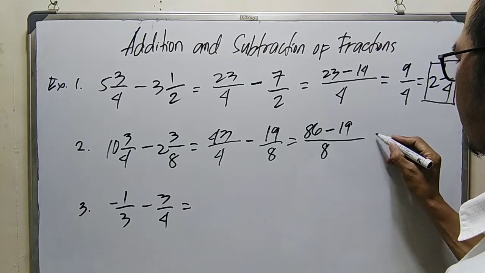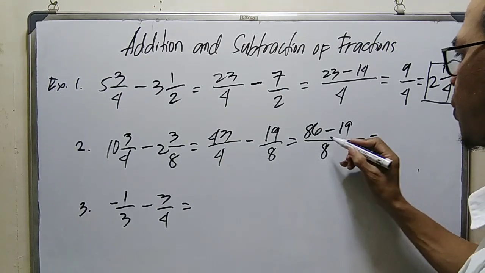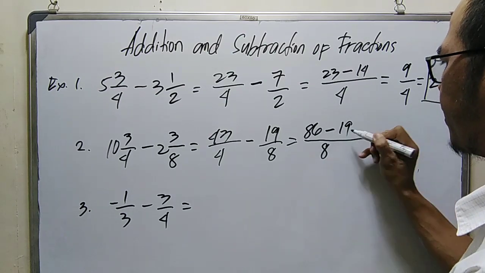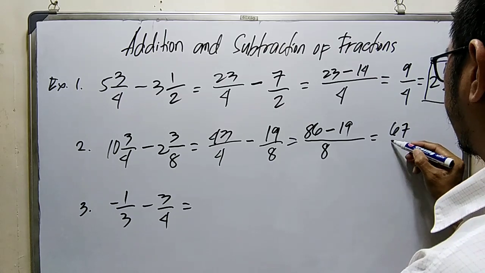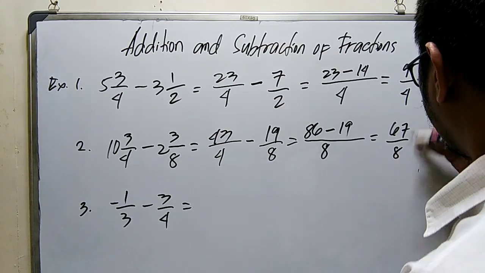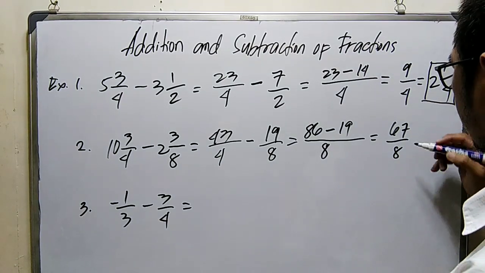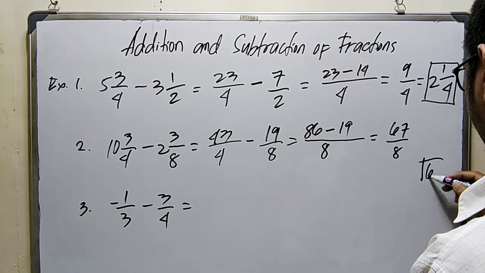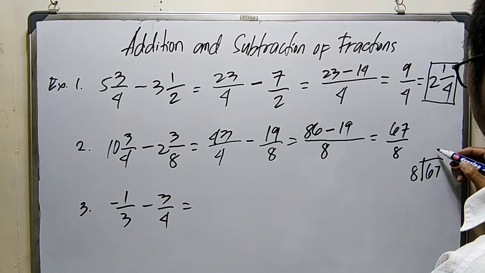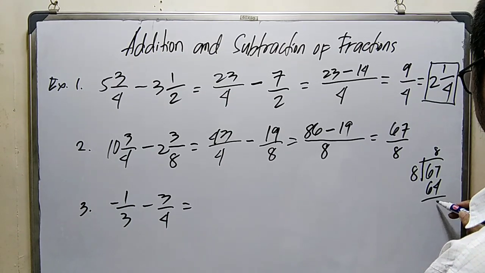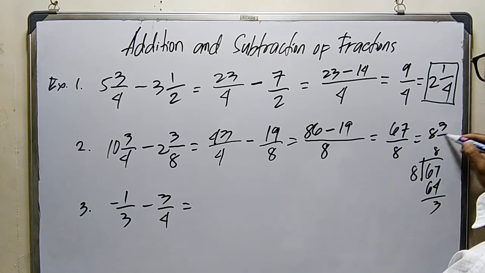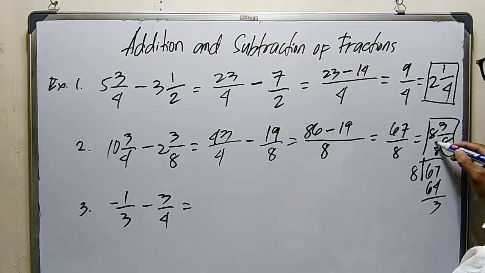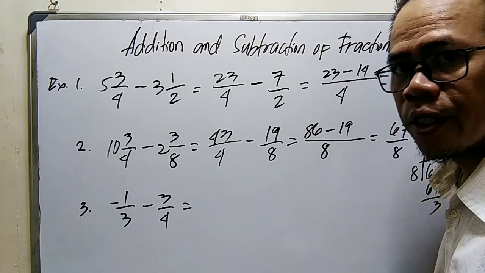Okay, equals... So, 86 minus 19 is equal to 67 over 8. Then, i-change natin ito into mixed number. So, 67, 8. So, 8, 64, 3. So, 8 and 3 over 8. So, this is your final answer sa example number 2.